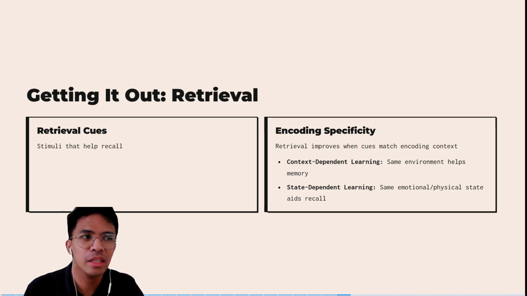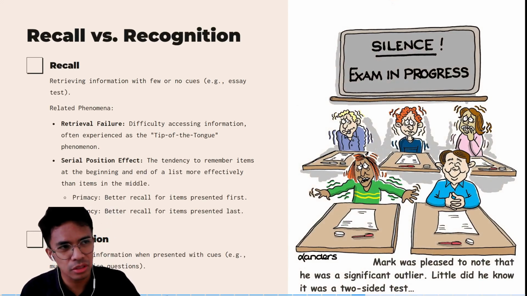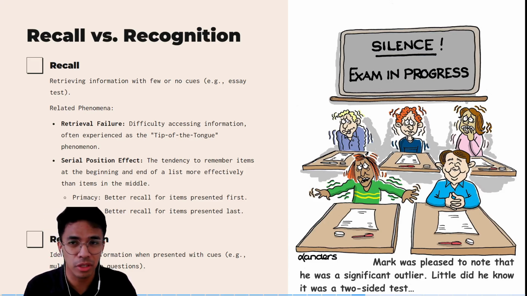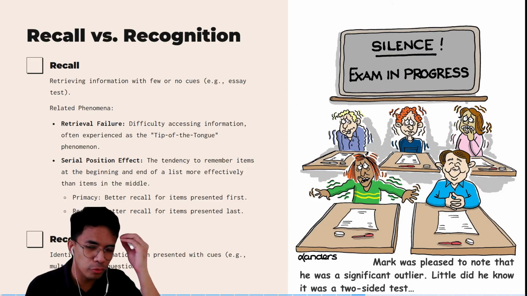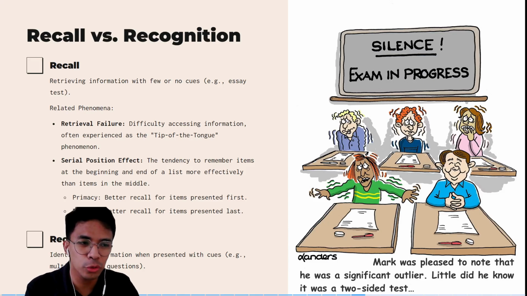Okay? And in retrieving the information, you also have to differentiate between recall and recognition. So, recall is just retrieving the information with few or no cues. For example, essay or identification. Wala ka namang cues dun, di ba? Parang there's a question. And then you have to recall it. But in recognition, there are certain cues presented, like multiple choice.